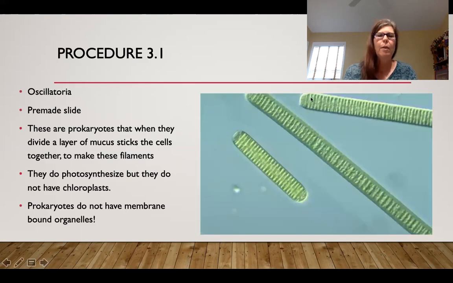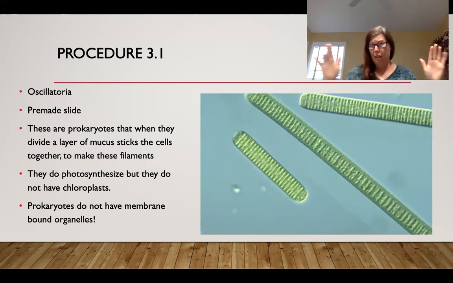So first of all, we would have looked at a really cool organism called Oscillatoria. Now, Oscillatoria is a pre-made slide, so all you had to do is put it on your microscope, find it, and look at it. Now, these are prokaryotic cells, like bacterial cells, that when they go through cell division, they secrete this mucus, and so they stay attached.